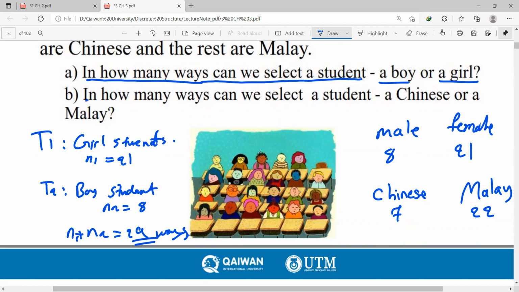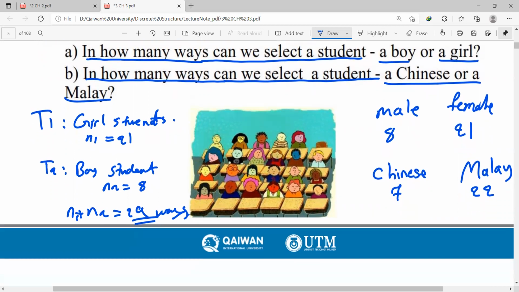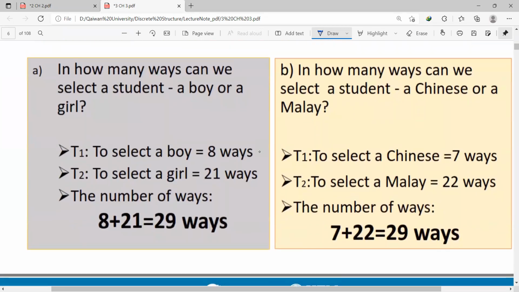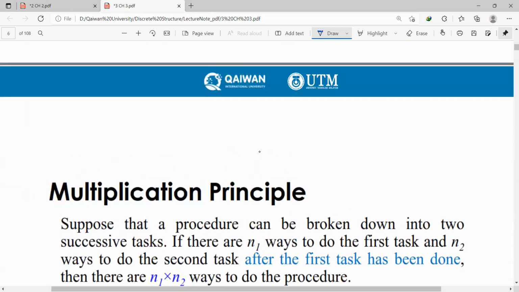In the second one, it says, in how many ways can you select a student, a Chinese or a Malay? The same, because let T1 be the Chinese students, which is 7, N1 is 7, and T2 be the Malay students, which is 22. 7 plus 22 is 29. So in 29 ways, we can select a student to be Chinese or Malay. That's the solution. Okay? In both, you get 29. Is that easy?